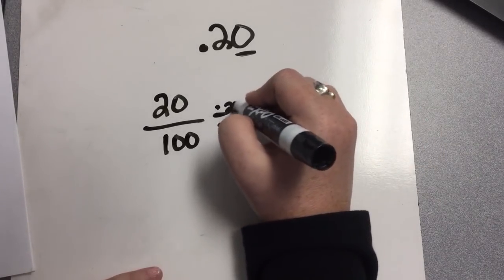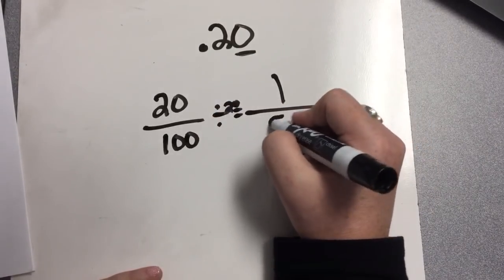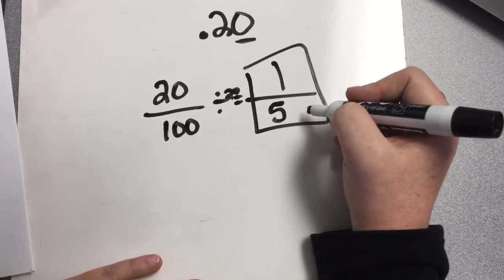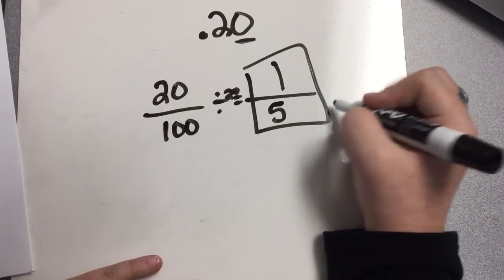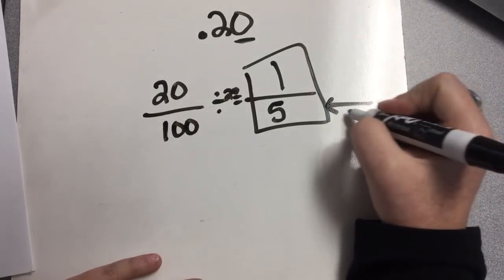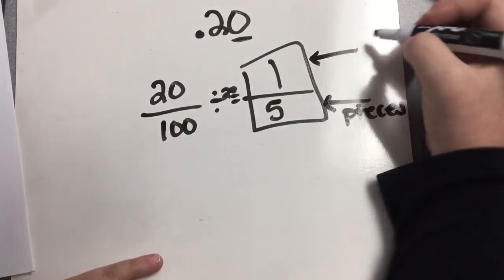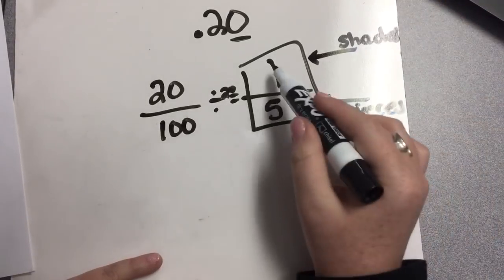I'm going to divide that by 20. 20 divided by 20 is 1. 100 divided by 20 is 5. So my simplest form is 1/5. My 5 tells me that I'm going to split my strip diagram into 5 pieces. And this tells me how much is shaded. So I should have 1 shaded out of 5 pieces.